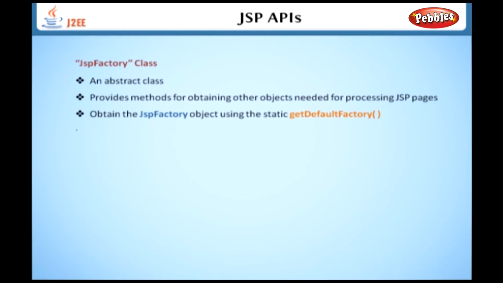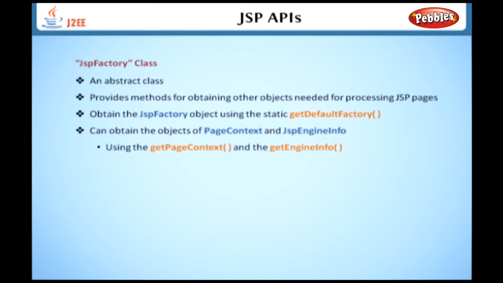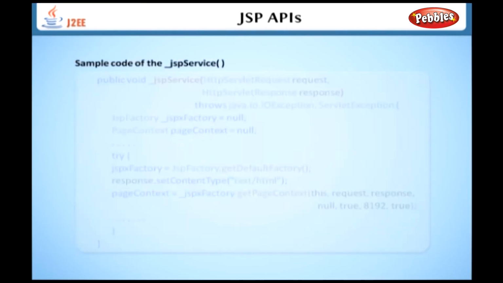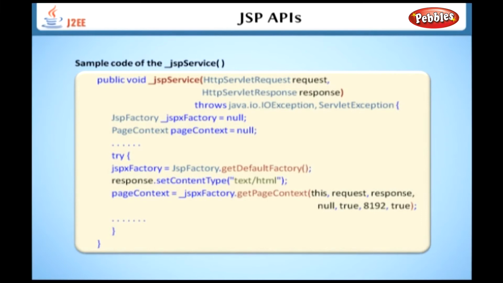By using this object, we can obtain the objects of PageContext and JspEngineInfo, which is useful for page processing. Using the getEngineInfo and the getPageContext methods makes it better. The structure of the methods will be like this. Here, the getPageContext method requires various parameters. Here is the sample code, which is part of the _jspService method that is generated by the JSP container.